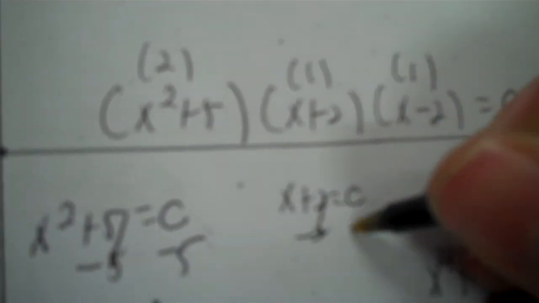And x plus 2 could equal 0, so it would be negative 2. And x minus 2 could equal 0, and in that instance we'd have positive 2. Okay, there's your 4 roots.